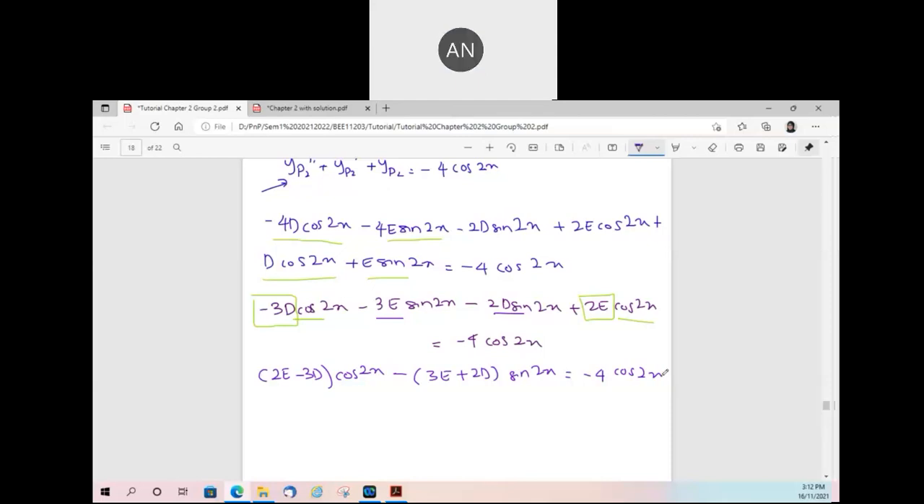Okay, doktor. Itu bukan negatif 2D ya? Yang mana? Yang 3E tolak 2D. Yang ini, itu bukan negatif lah. Negatif ini 2D. Saya dah group, saya dah faktor keluarkan negatif.